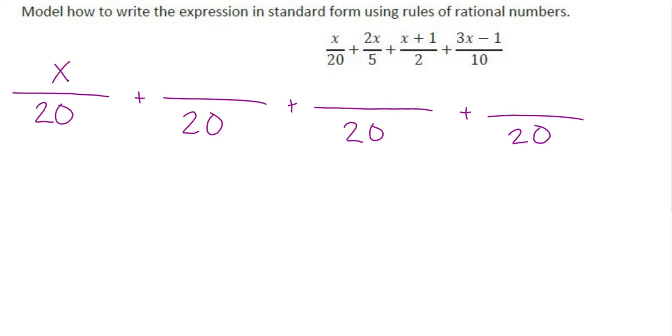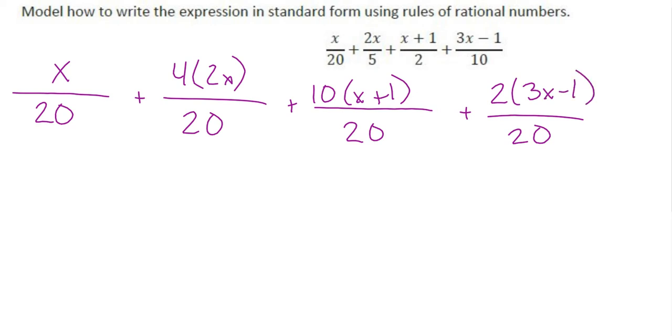5 times what gives me 20? 4. So this is going to be 4 times 2x. Plus, what times what gives me 20? 2. 2 times 10, 10. So this is going to be 10 times x plus 1. 10 times what gives me 20? 2. So this is going to be 2 times 3x minus 1.